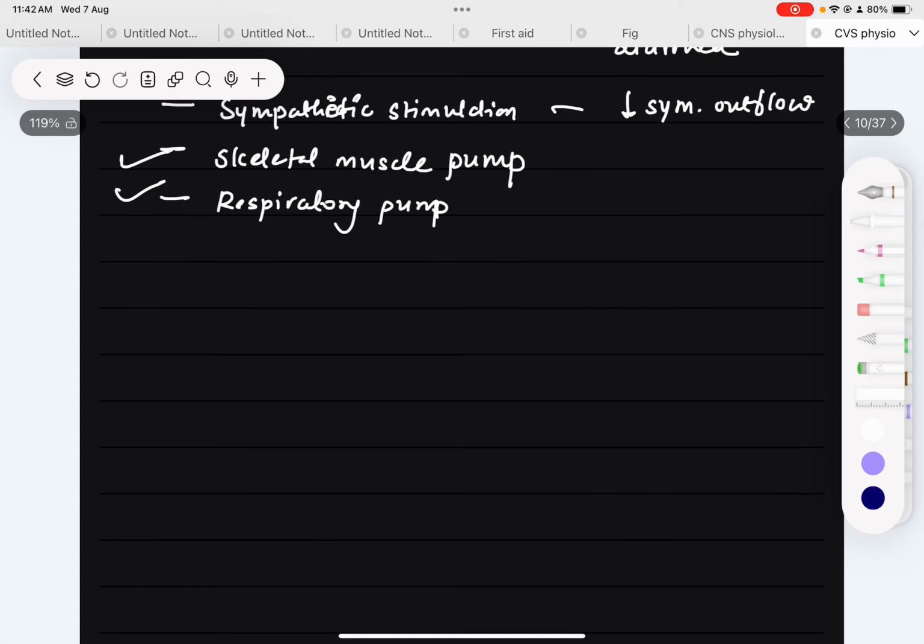Now if you lie down, the effect of gravitation will be lost, so peripheral venous pooling will be very less. That's why there is an increase in venous return. So these three effects you have to learn, which help in increasing the venous return to the heart.